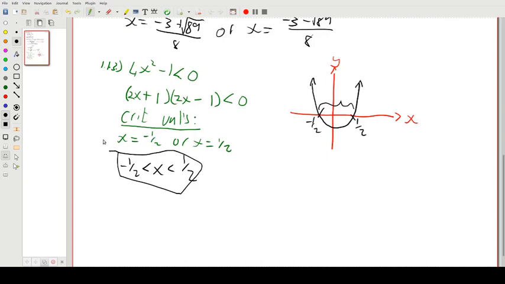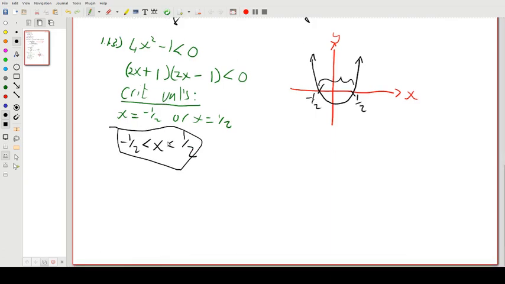Right, question 1.1.4 coming up. Okay, let's go to the next page. Start a new page for this one.